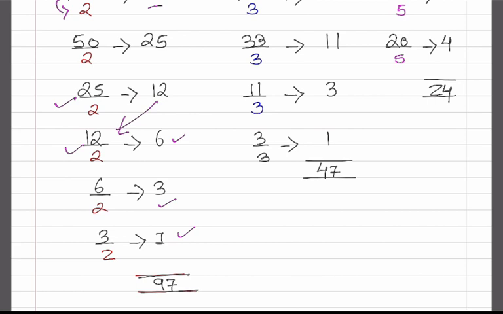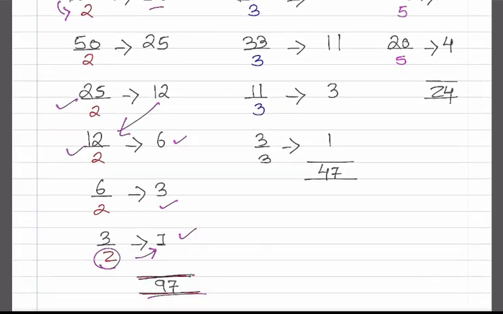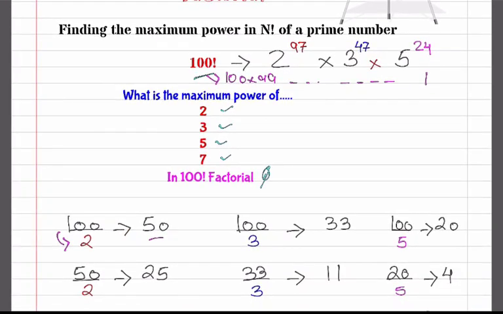Okay, so till what time am I supposed to do this? Till I get a number which is lesser than my denominator. Yes, 1 is less than 2. Now add all of them. 50 plus 25 plus 12 plus 6 plus 3, which will give me 97. So I know the highest power of 2 in 100 factorial is 2 raised to 97.